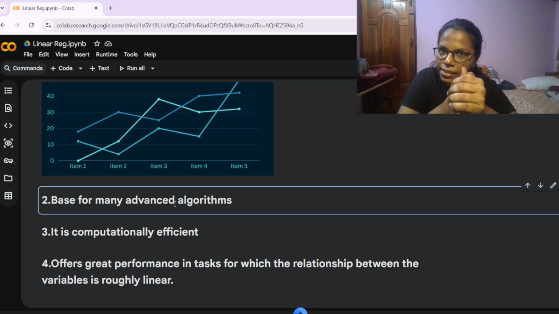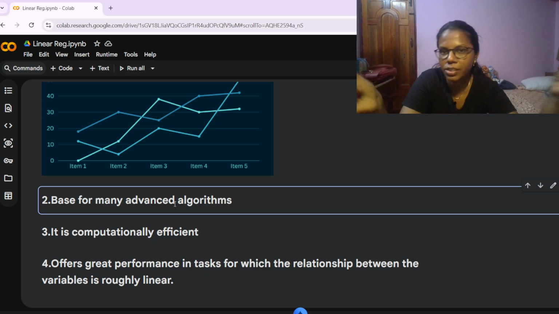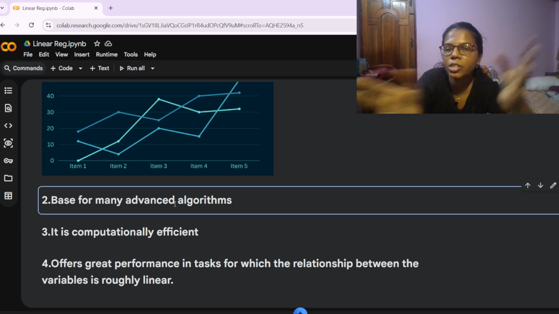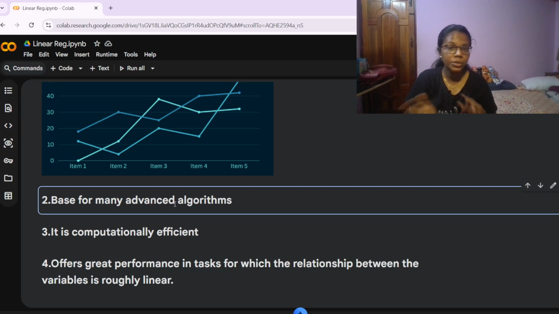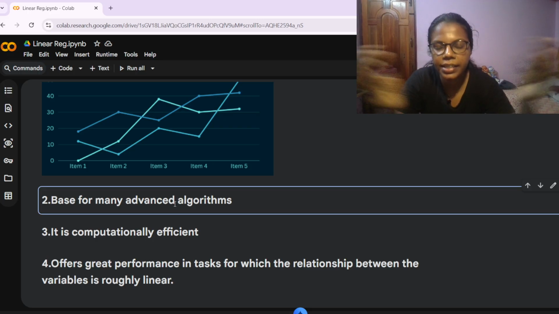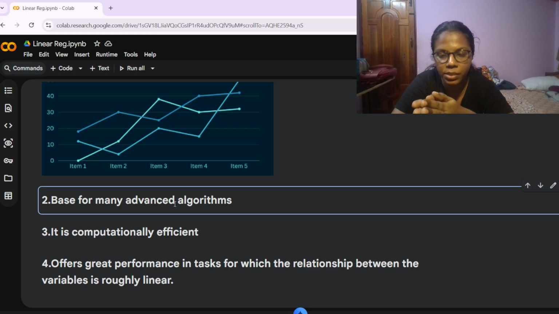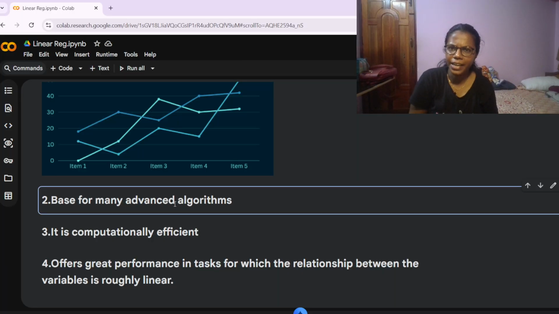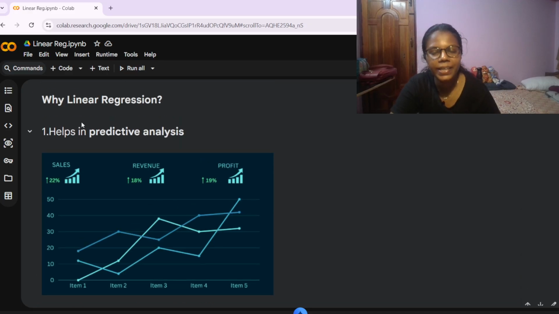The third reason is it is computationally efficient. As I already told you, it works based on a linear relationship. So it is easy for my machine learning algorithm to understand the data. So the speed also increases. The final reason is it offers great performance. So the speed is already high, right? So it is absolutely going to give you high accuracy and great performance. So when I have all these kinds of requirements, I definitely need to choose linear regression.